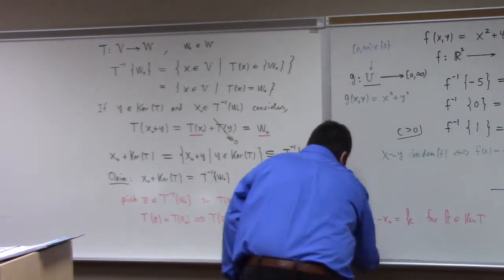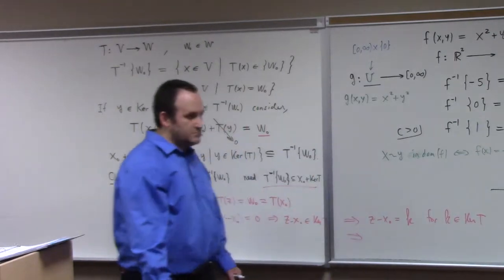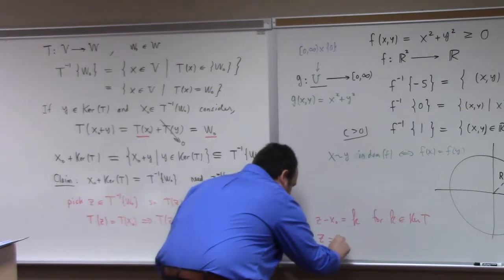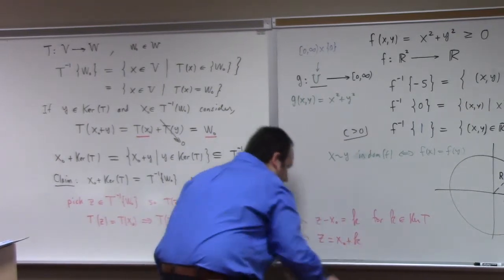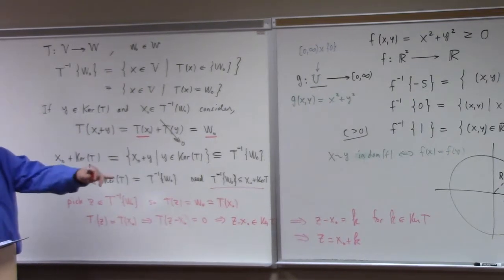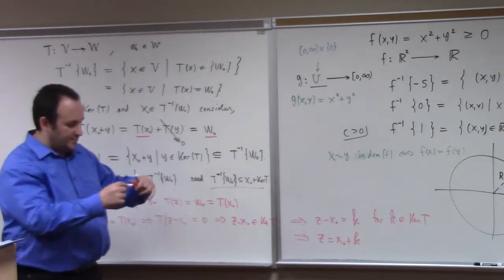which then tells me what? Z is equal to what? X naught plus K, which is exactly X naught plus something in the kernel, which is to say that Z is where we want it to be. It's in X naught plus kernel T.